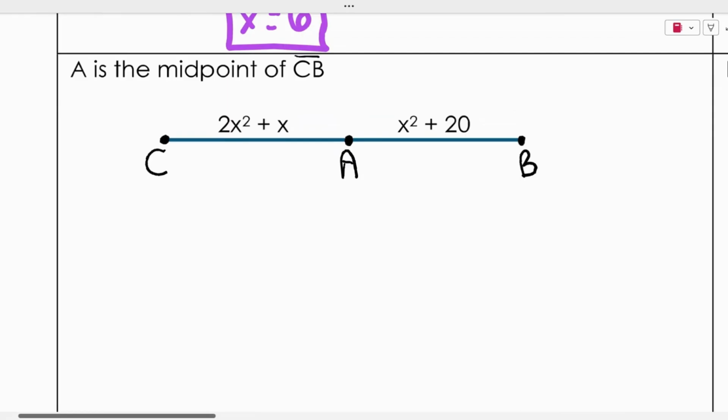I love a good factoring question. And so this one says that A is the midpoint of CB, and it gives me these two expressions, both of them with a squared in it. So I know this is probably going to be a quadratic. I'm going to set up my equation here and move everything to one side.